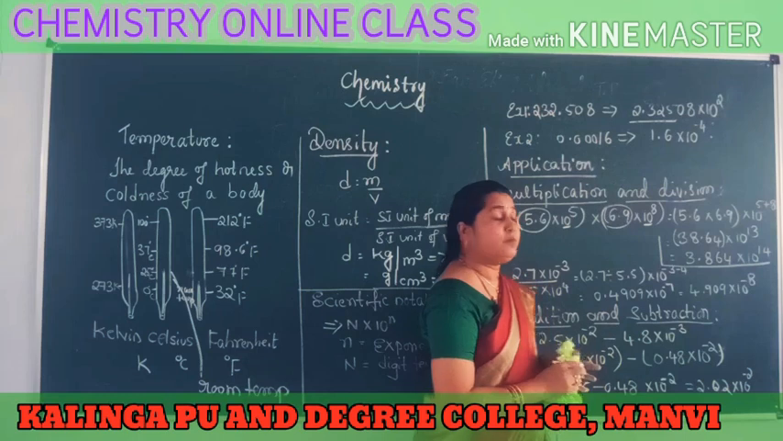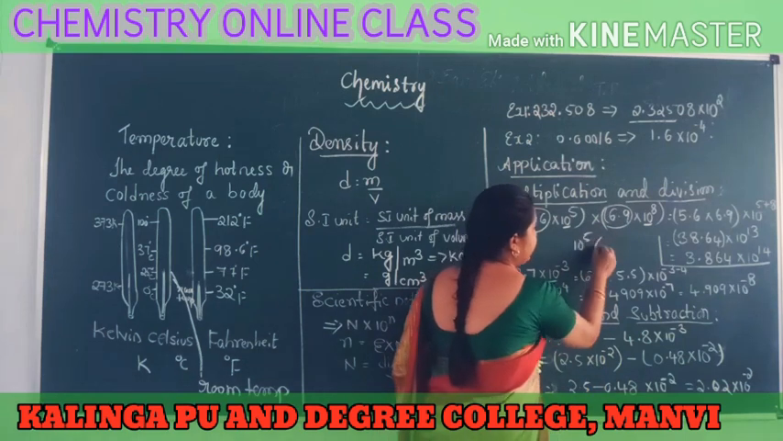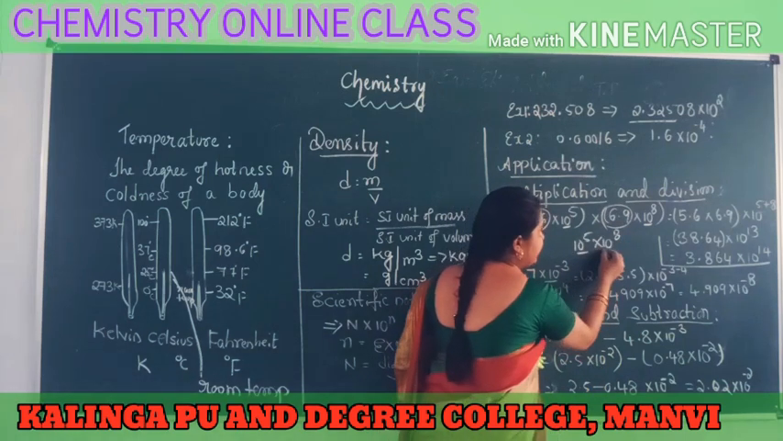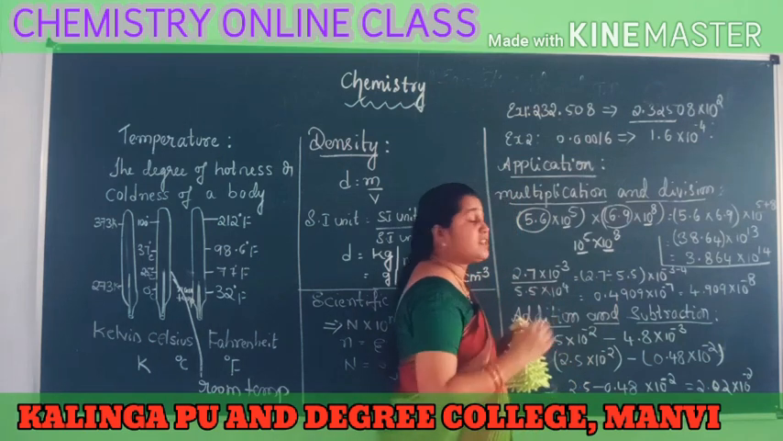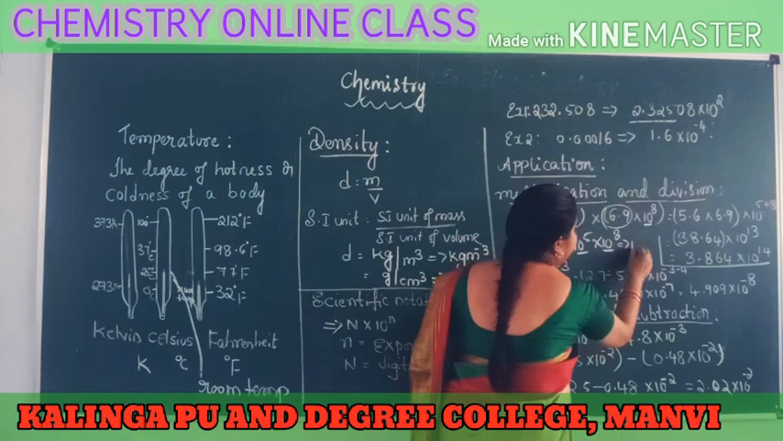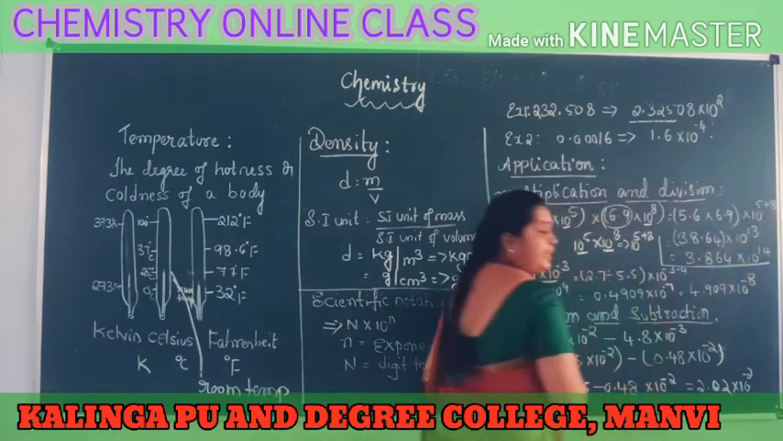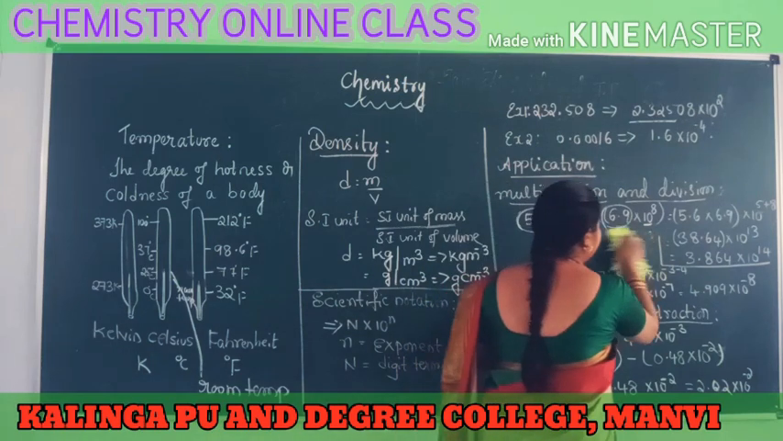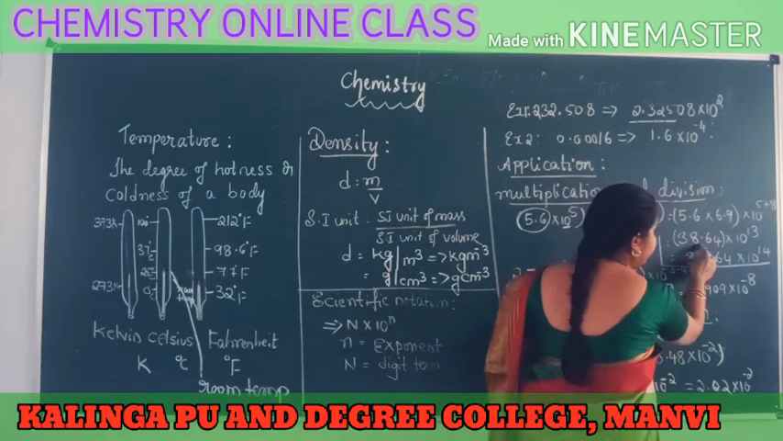Now see, I have shifted the point to the left hand side. When we shift to the left, the power should be positive. So 3.864 into 10 power 13. Already 10 power 13 is there. We shifted the point towards the left hand side, so 1 more is added to the power. So 13 plus 1, totally it will become 14.